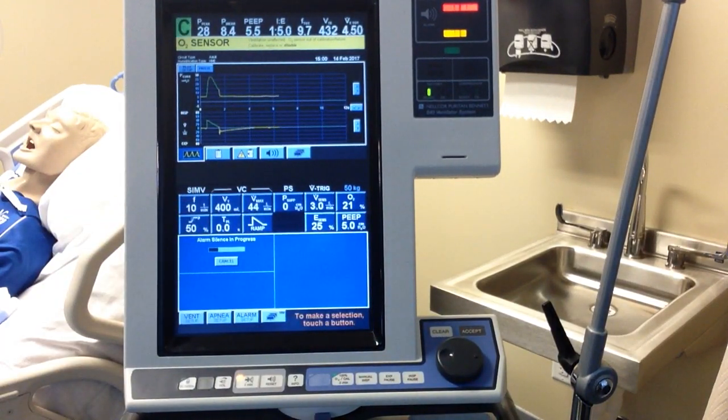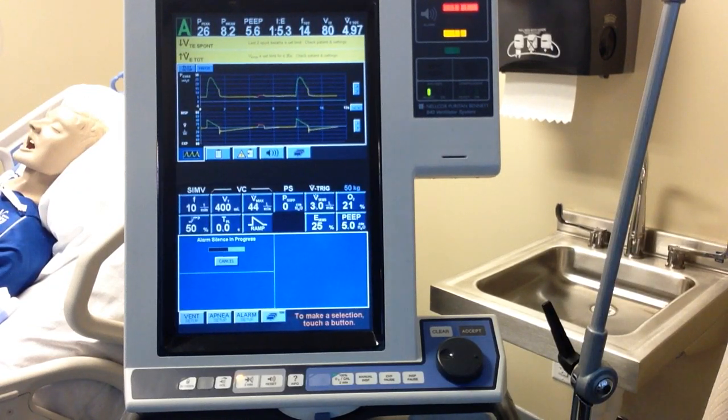is you now have a C for control breath, A, assisted, spontaneous, assisted, assisted, spontaneous, assisted. Now what is the difference between a C, S, and A?